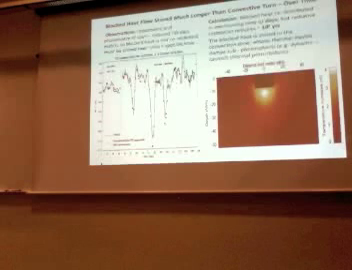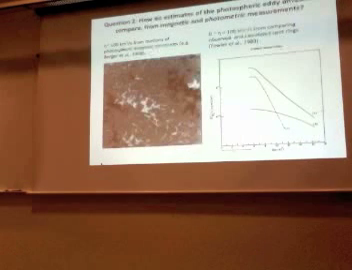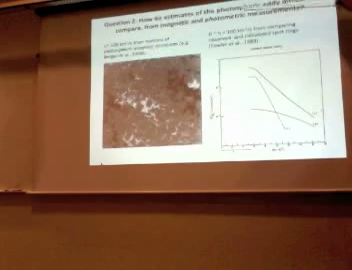So another question that comes out of this that's of interest to dynamo modeling is this question: what is the eddy diffusivity of magnetic fields?